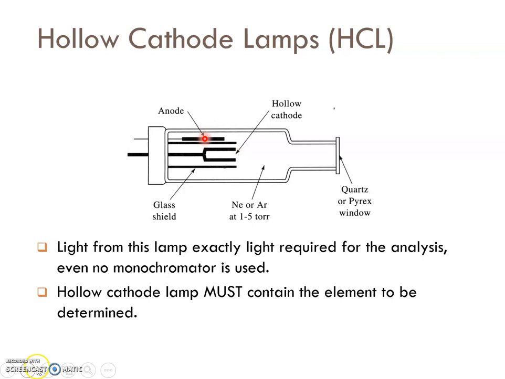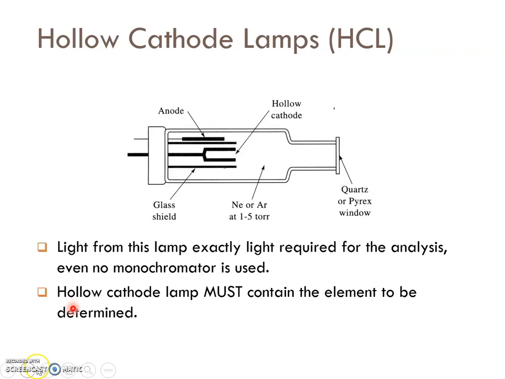The anode is normally, okay, kita baca, light from this lamp exactly light required for the analysis. Even no monochromator is used. If you want to analyze copper, you must use copper lamp. Okay, if you want to analyze mercury, you have to use mercury lamp. What does it mean by mercury lamp, copper lamp, or that a specific element lamp?